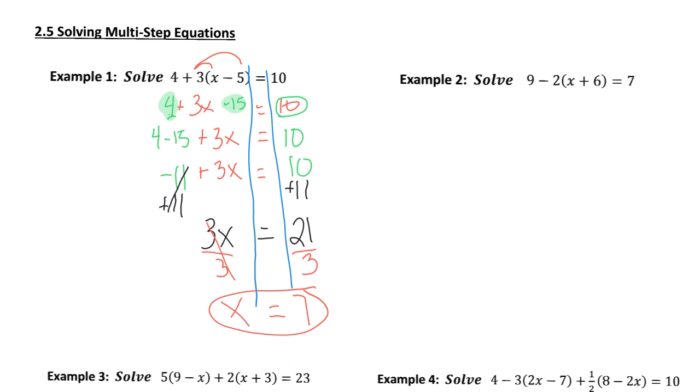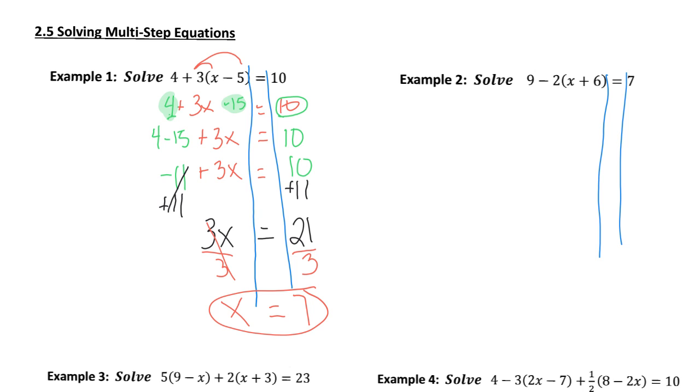Okay, so let's just reiterate. I multiplied or distributed the 3 in. Then I combined my like terms on the left side. And then I simplified by adding 11 to both sides. That left me with 3x equals 21. Which I knew was multiplication, and the opposite of multiplication was division, and that's how I got x is equal to 7. So I want you to try example 2 on your own now. So take a moment and try example 2.